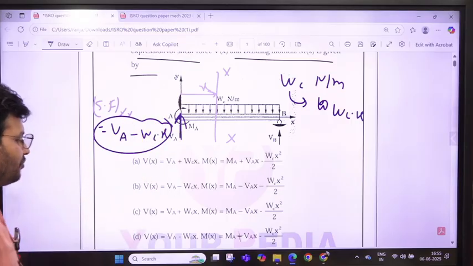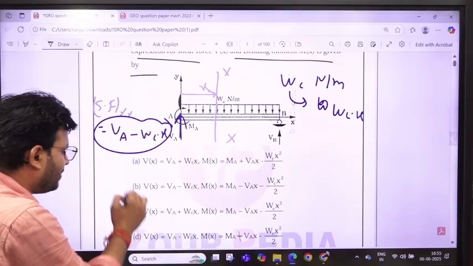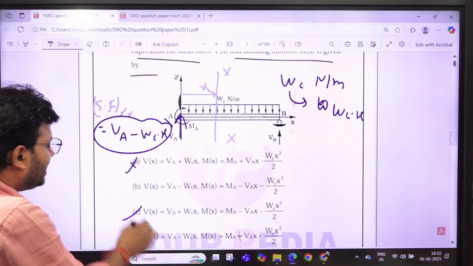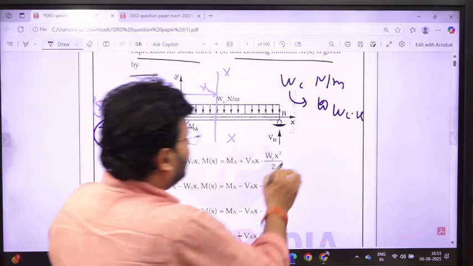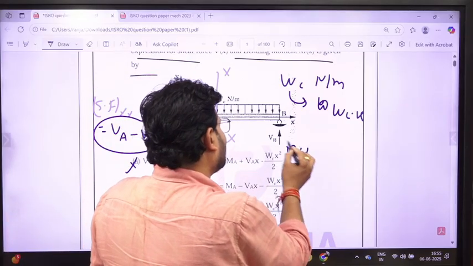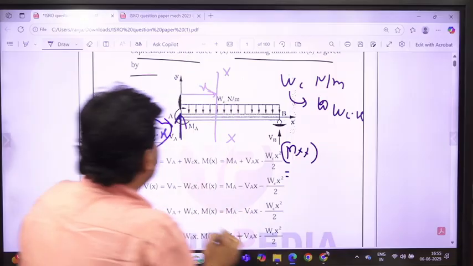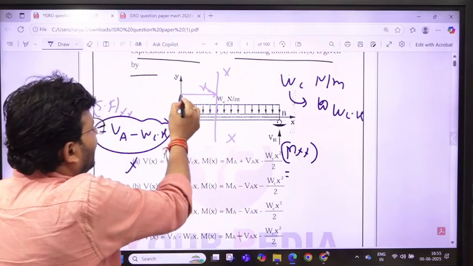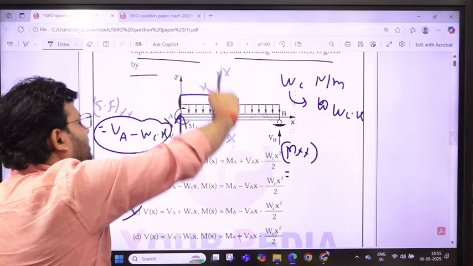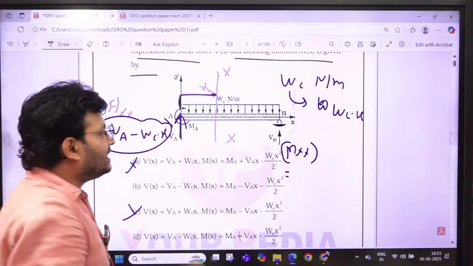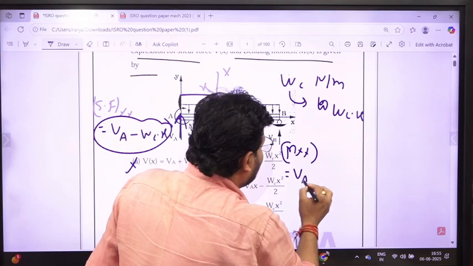Simply we can go through the options, we can say the answer will be either B or D. A and C can't be the option. Okay, now think about the moment about xx. What will be the moment about the xx section? Simply we can say, this is VA at a distance x, it will try to rotate in which direction? Clockwise. Clockwise is taken positive my dear friends, so we can say VA into x.